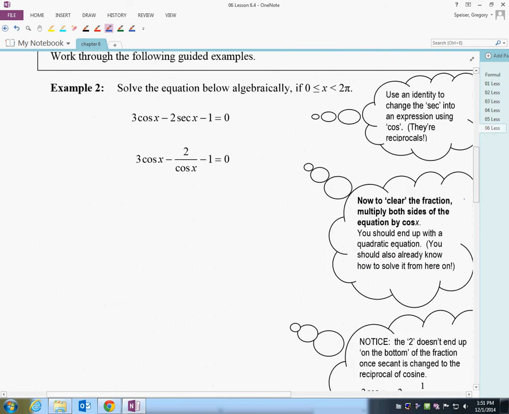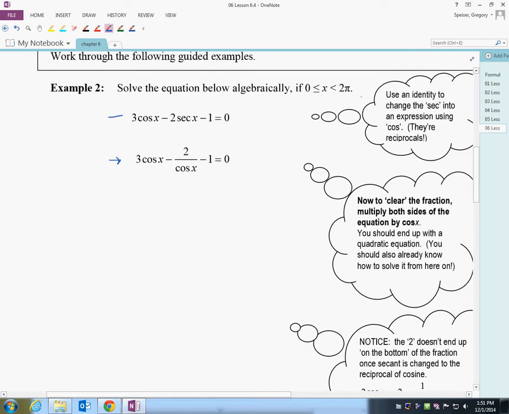So for the first example, solve the equation below algebraically if x is between 0 and 2 pi. So in the question, they say 3 cos x minus 2 times the secant of x minus 1 equals 0. Here's the first line. And then the second line is done for you already. They say, well, let's change that secant into 2 over the cos of x. So that first line's done for you.